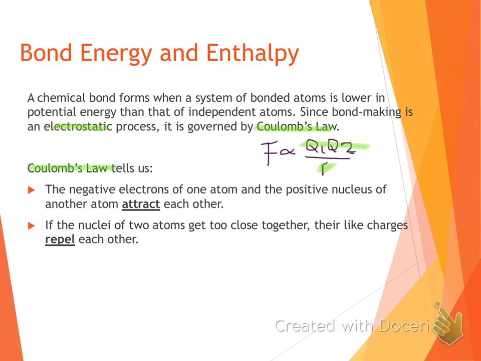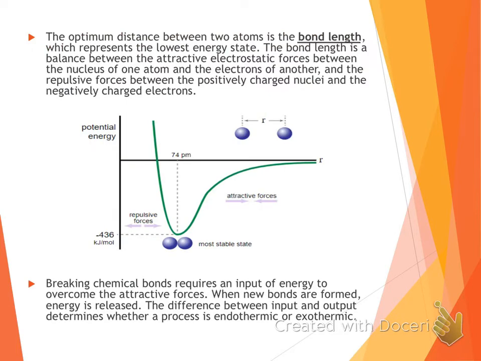between those two charges. Negative electrons of our atoms and the positive nucleus of the other atoms it's trying to bond to attract to one another. Opposite charges attract. But if the two positively charged nuclei get too close together, they start to repel each other. So atoms have to find that perfect spot where they have that attraction between electrons and the nucleus while minimizing the repulsion between the two separate nuclei. That optimum distance between the two atoms is the bond length.